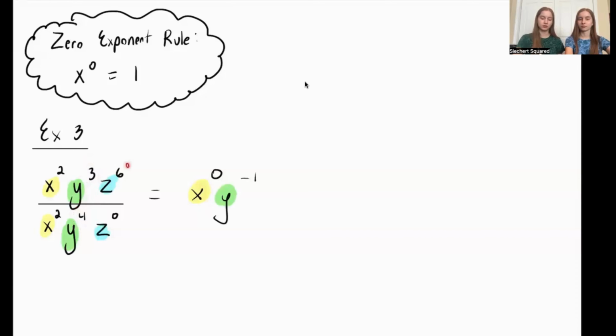We have z to the 6 on top and z to the 0 on bottom. Remember, quotient rule, do the top exponent minus the bottom. That gets you z to the power of 6.